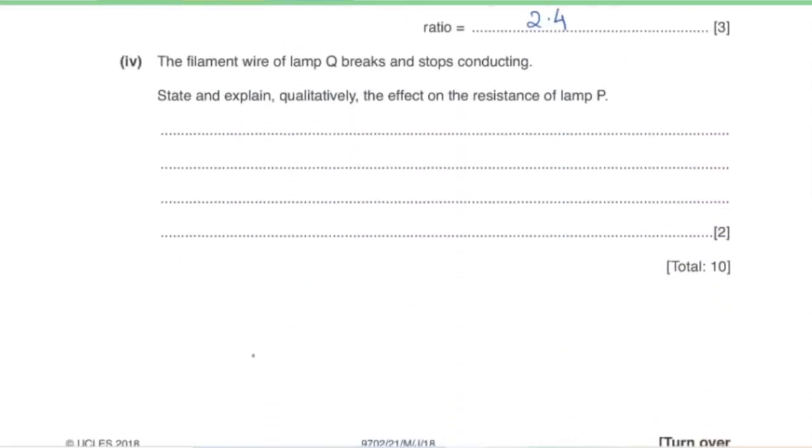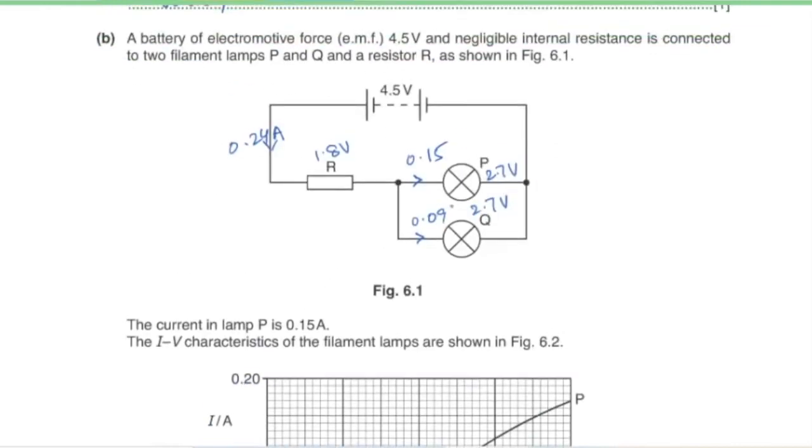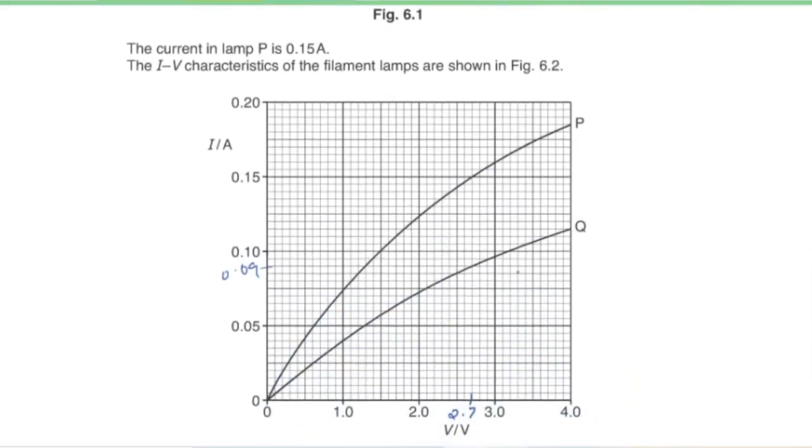Part 4. The filament wire of lamp Q breaks and stops conducting. State and explain qualitatively the effect on the resistance of lamp P. So when lamp Q stops working, the current across lamp P will increase, and it would now be exactly equal to the current flowing across the battery, which is 0.24 amperes. As a result, the voltage across R will decrease, and when increased current flows across lamp P, according to figure 6.2, when the voltage across lamp P increases, the resistance of lamp P will increase too.